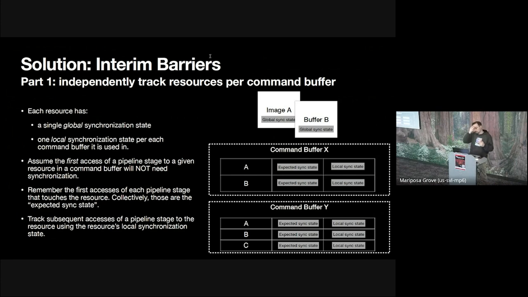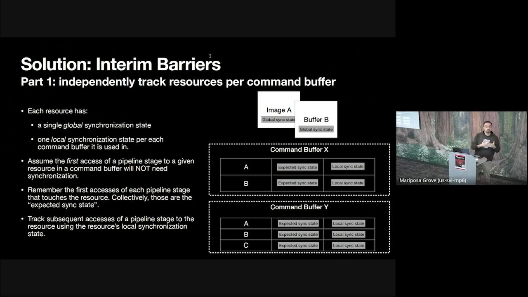The first one is to independently track resources on a per command buffer basis. To explain that better, first of all, we introduce this concept of a synchronization state. You can think of synchronization state as a little piece of data that we use to track accesses to a resource. We'll get into what exactly it comprises a little bit later. Anyway, each resource gets a single global synchronization state. And then also for each command buffer that the resource is used in, it gets one local synchronization state. You can see that illustrated on this slide here.